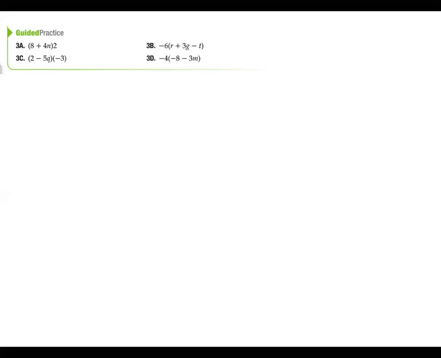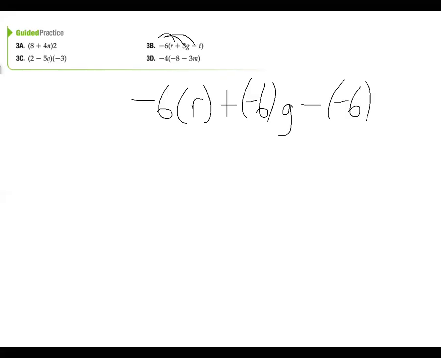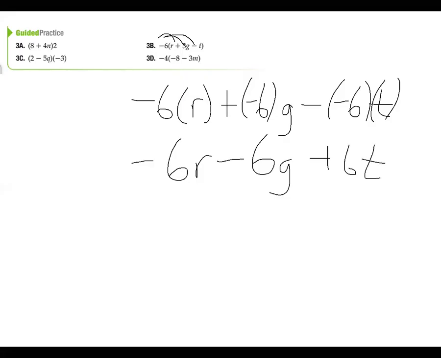All right, b, if I distribute it, it's going to be negative 6 times r plus negative 6 times g minus negative 6 times t. So it's going to be negative 6r minus 6g because you're adding a negative. And then here it's going to be plus 6t because you're subtracting a negative. Okay, 2 negatives make a positive when you're multiplying together.